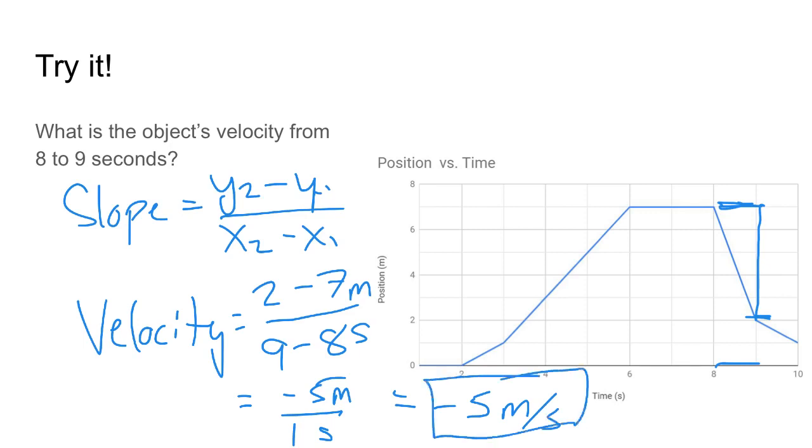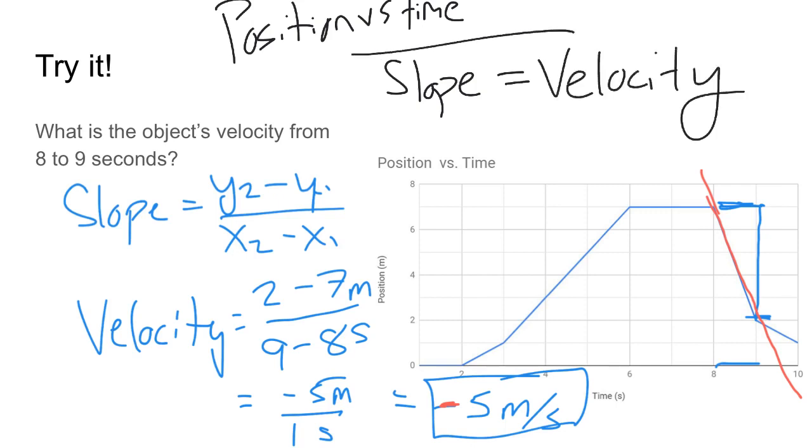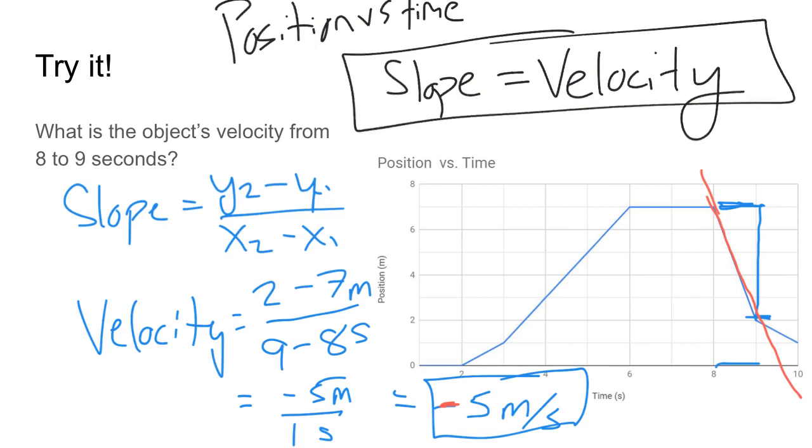And we can check ourselves here. We should have a negative velocity because our slope is negative. The position is decreasing. And so since it's a negative slope, we know that we should have a negative velocity. So hopefully you feel a little bit more comfortable reading a position versus time graph and using it to calculate the velocity. The big thing that you need to remember from this is that in a position versus time graph, the slope of the line equals the velocity because it's a change in the distance divided by the change in the time, which is the same equation for velocity.